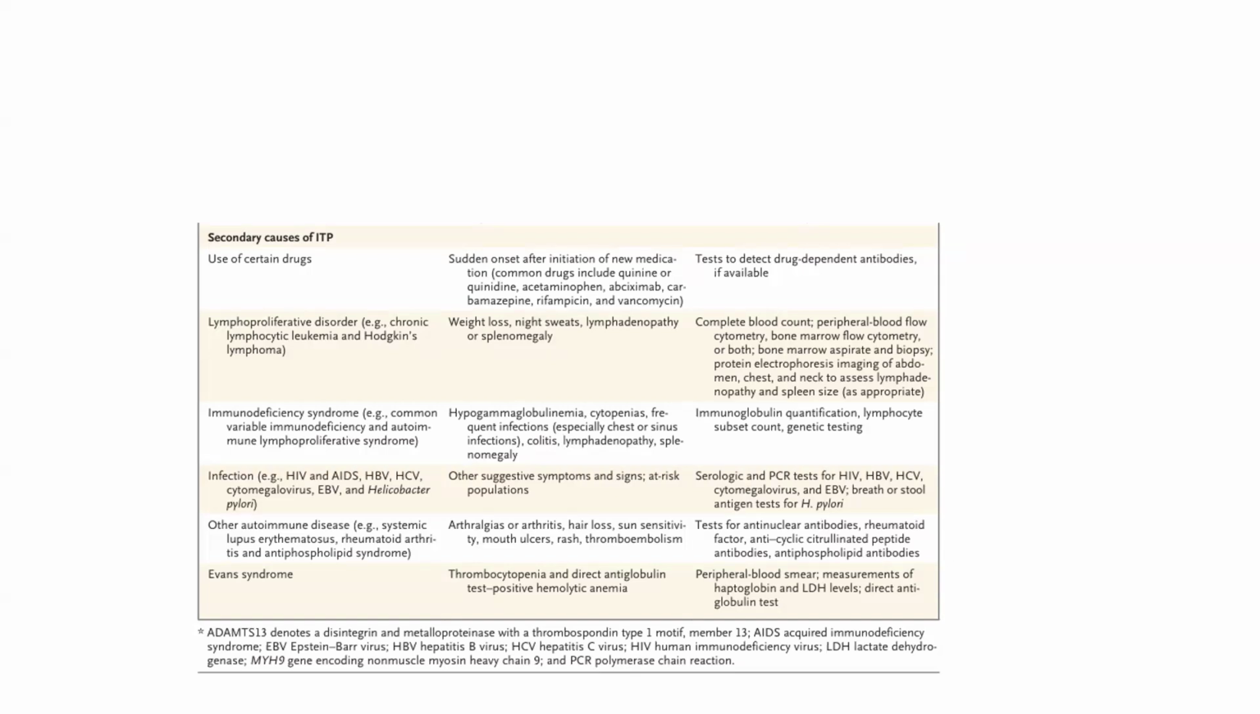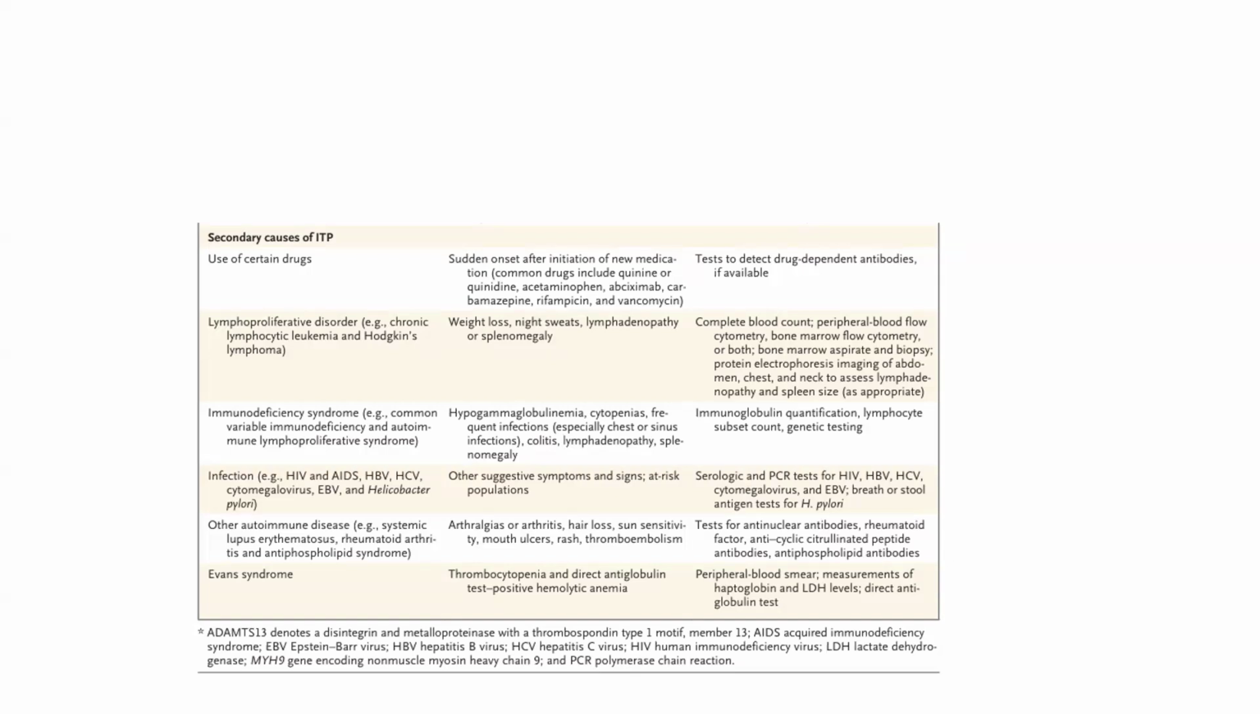Then lymphoproliferative disorders like chronic lymphocytic leukemia and Hodgkin's lymphoma. The clinical features will be weight loss, night sweats, lymphadenopathy, or splenomegaly. The lab diagnosis will be complete blood count, peripheral blood flow cytometry, bone marrow flow cytometry or both, bone marrow aspirate and biopsy, protein electrophoresis, and imaging of the abdomen, chest, and neck to assess lymphadenopathy and spleen size.